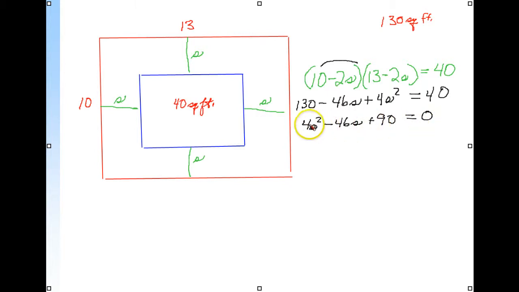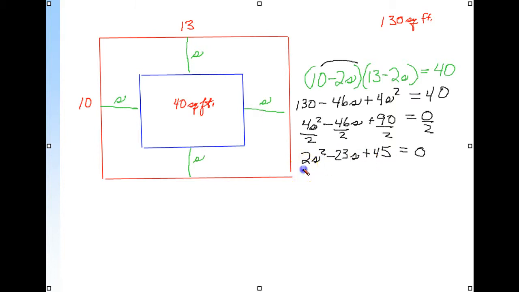Now I notice this is a 4, a 46, a 90. I could factor out a 2 from each term. So I'm going to divide everything by 2 to make my numbers smaller. So this becomes now 2S squared minus 23S plus 45 equals 0, because this is just 0 here.